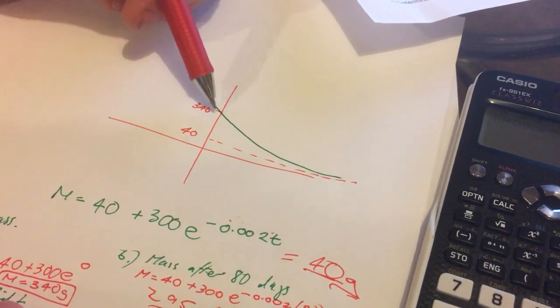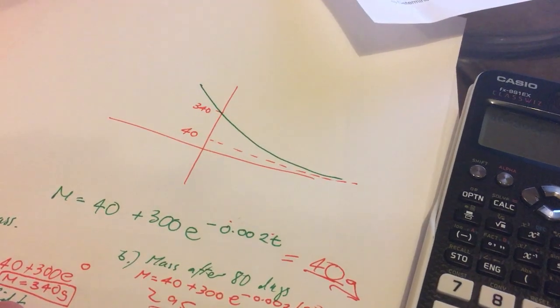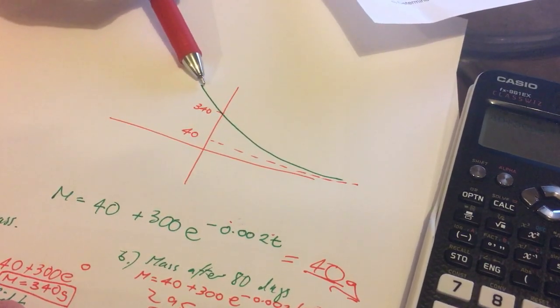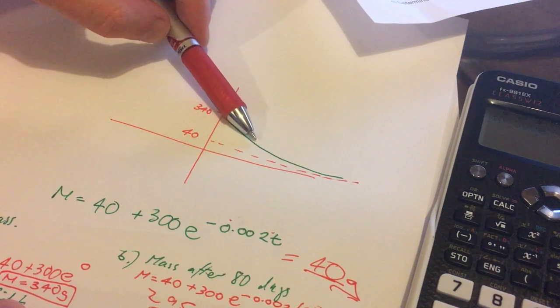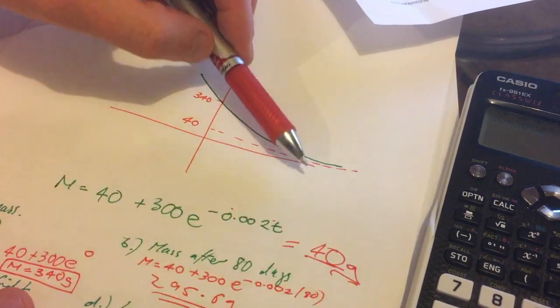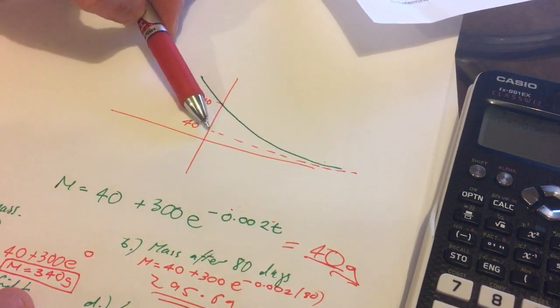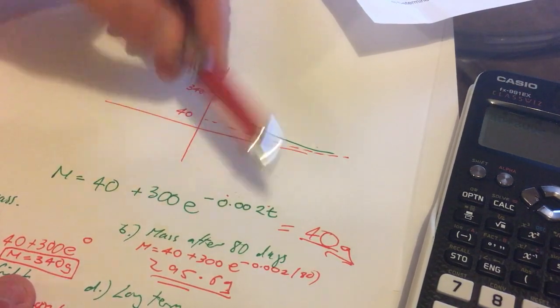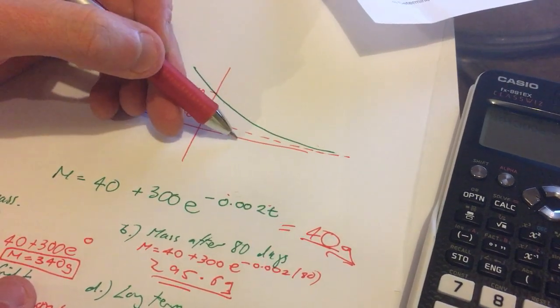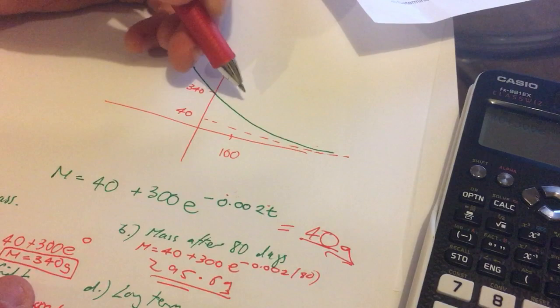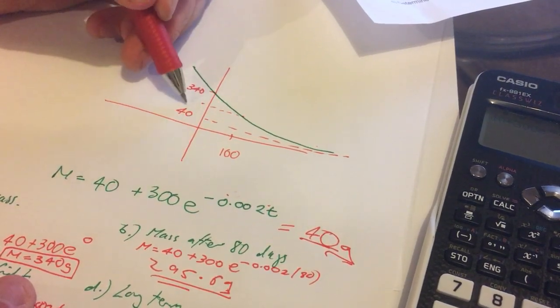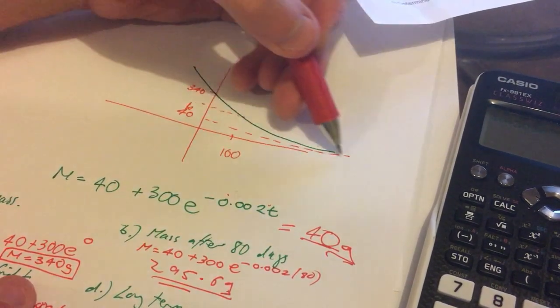So this is what the graph of our radioactive substance looks like. It's decaying, the mass is becoming less, and when time goes to a really big number, we get to 40. Problem is, because this was so small, if you put in 100, you were still getting a value that wasn't quite at 40 yet, so you needed a really big value.